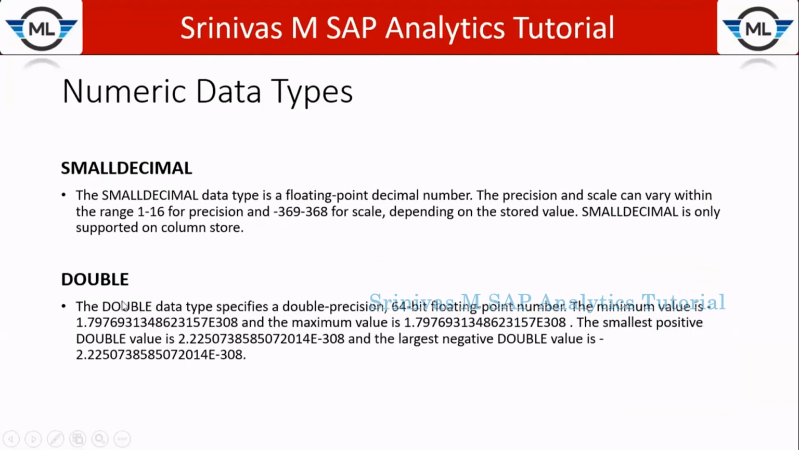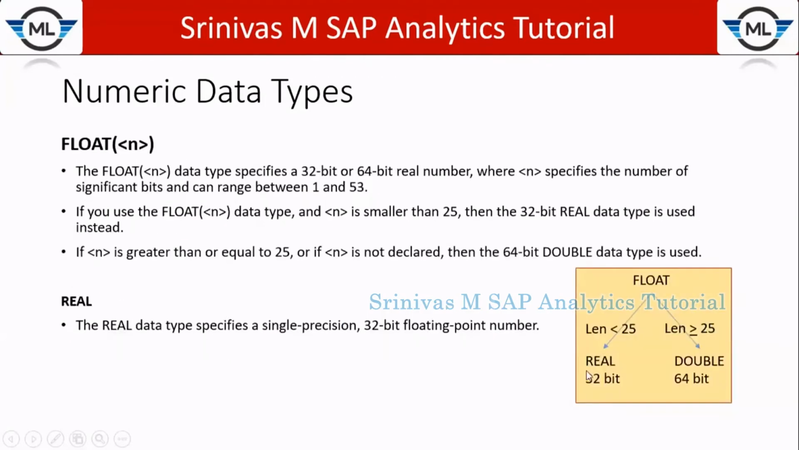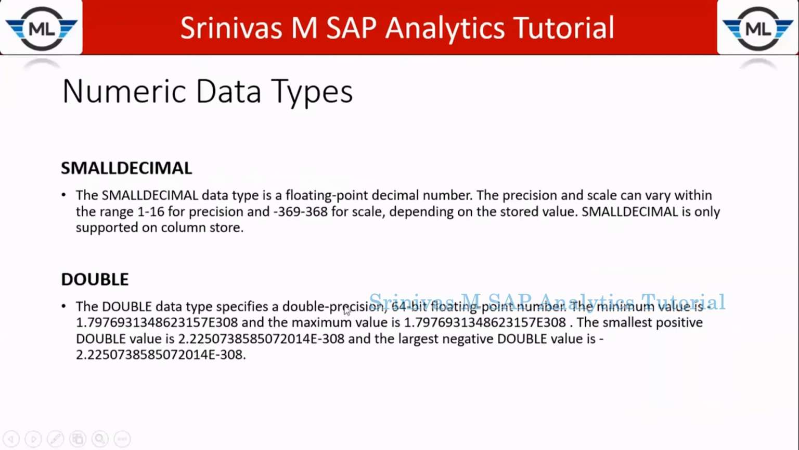And one more thing I said here, double. Whenever the length of the float you defined is greater than or equal to 25, it is considered a double, which is nothing but a 64-bit floating point number, which can store data from a minimum value of this much to this much. Okay, it's a very big number. It's very difficult to tell also.